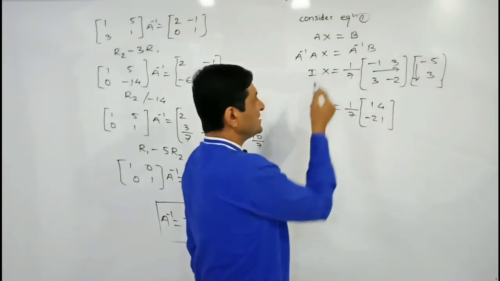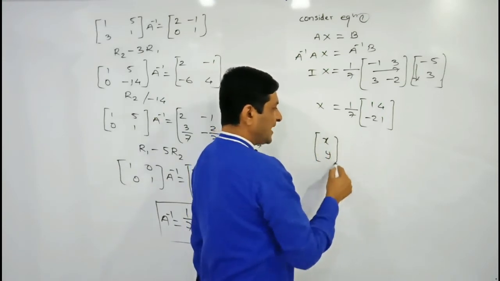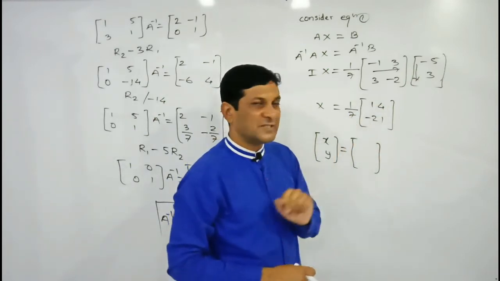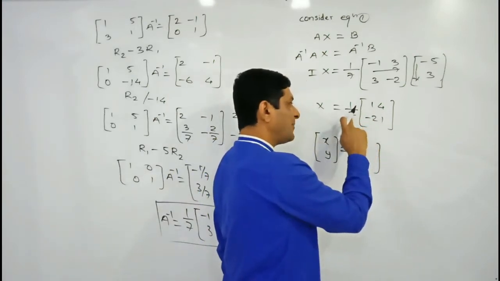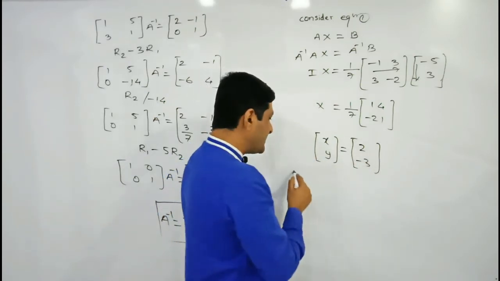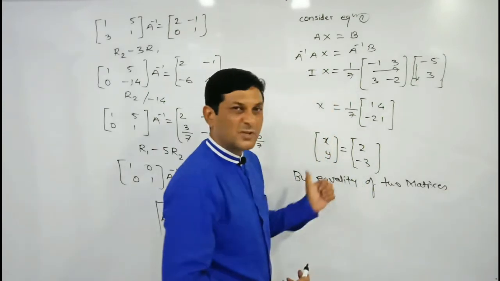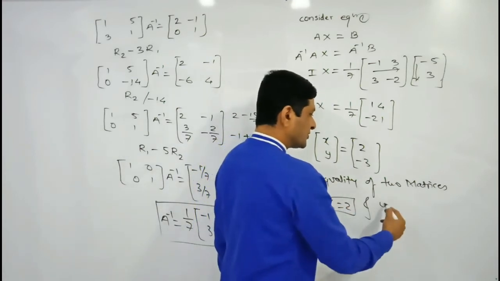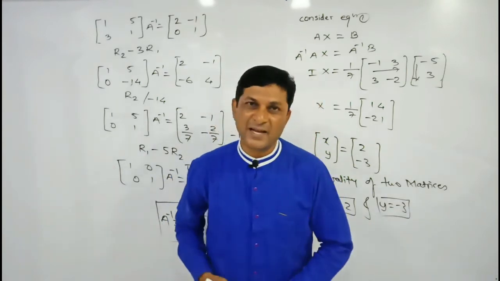On this side, identity into x will be equal to x. What are the elements of x? x, y. And here we can observe that both the elements of this matrix are divisible by 7. So 14 upon 7 will be equal to 2 and minus 21 upon 7 will be minus 3. Here these two matrices are equal, so apply the definition of equality of two matrices. What is our conclusion? x will be equal to 2 and y is equal to minus 3. In this way, we have got our required values x and y.